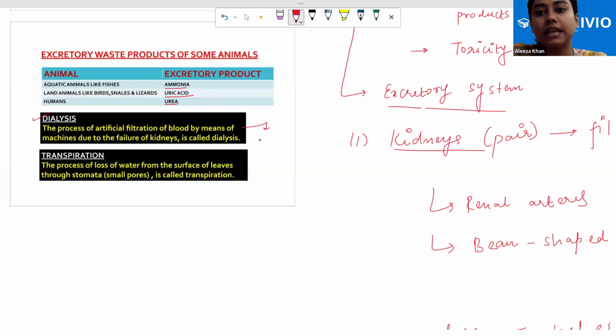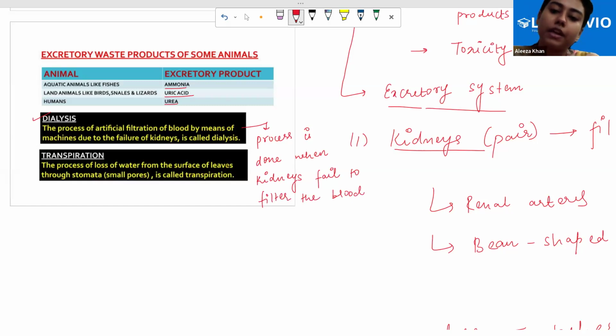Okay, this process is done when kidneys fail to filter the blood. You have seen this in the elderly population usually. So by dialysis, the blood is filtered. This is an artificial method to filter the blood when both the kidneys are completely damaged. Okay, please take the screenshot of this. Okay, ma'am. I took it.